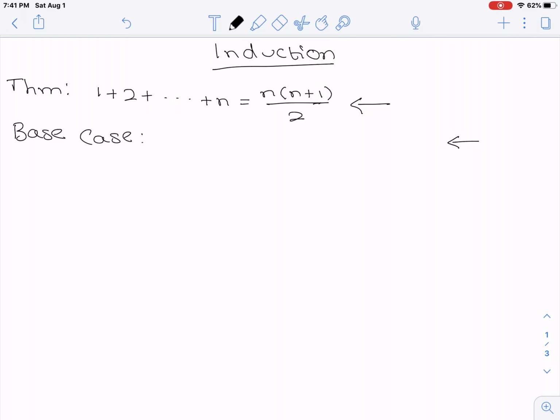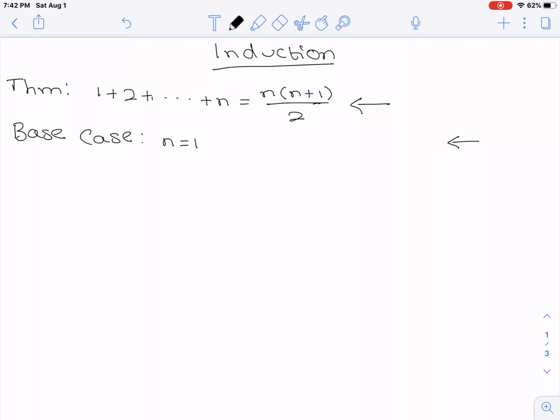So you might have seen this theorem. It states that 1 plus 2 plus all the way to n is equal to n times n plus 1 over 2. It's a simple way to calculate the sum of any n number of integers from 1 to n. So our base case, in this case, would be n is equal to 1. So we make sure that this theorem is valid for n is equal to 1.